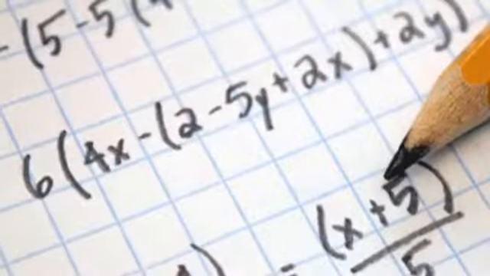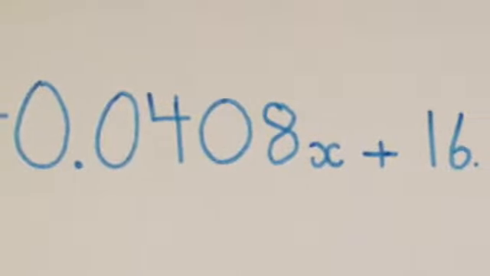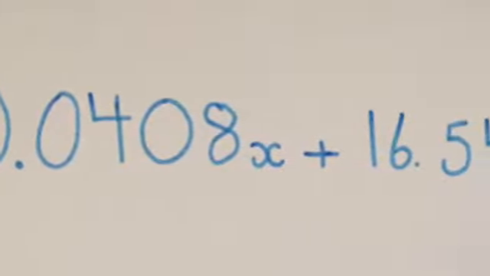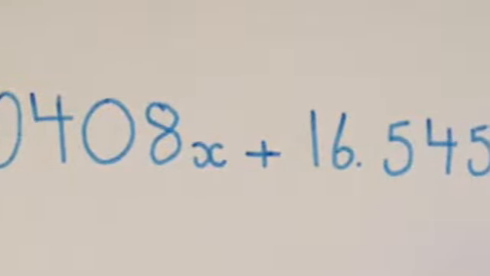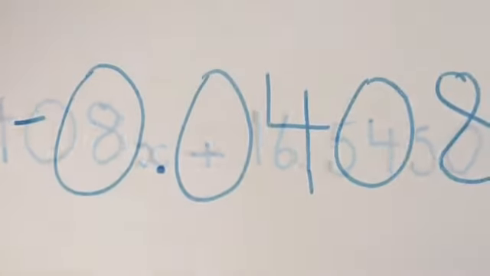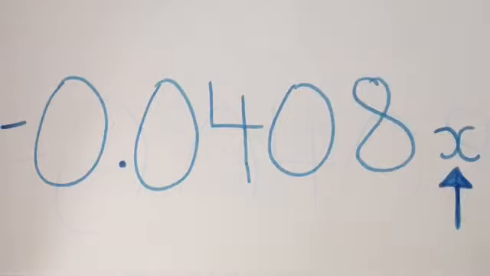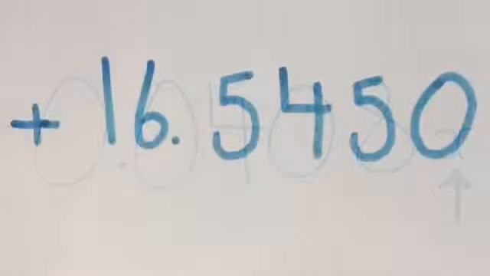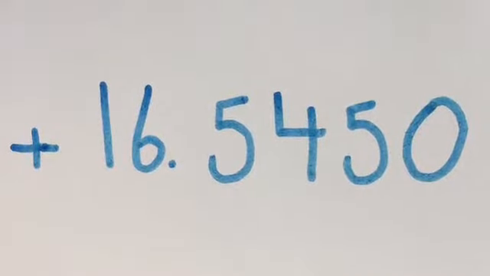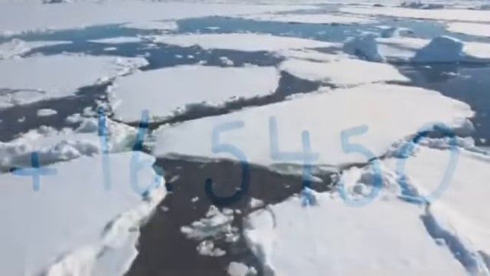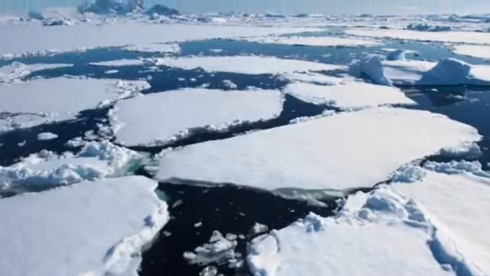Now onto the equation. Negative 0.0408x plus 16.5450. Negative 0.0408 represents the sea level. The x after this number represents the year that has to be multiplied by negative 0.0408. Then 16.5450 is added to show how long it will take for the ice caps to fully melt.